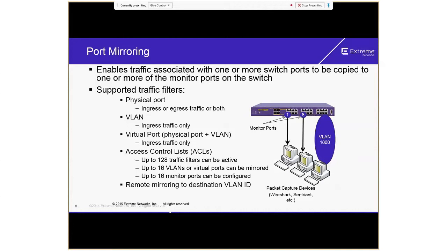You can create 128 traffic filters using access control lists, and you can have up to 16 VLANs or virtual ports, mirroring ports. Please note this is not the monitor ports, but the ports you can mirror. That is the actual traffic you want to check, the ports that you want to check. So that's what we mean by mirroring ports and monitor ports.